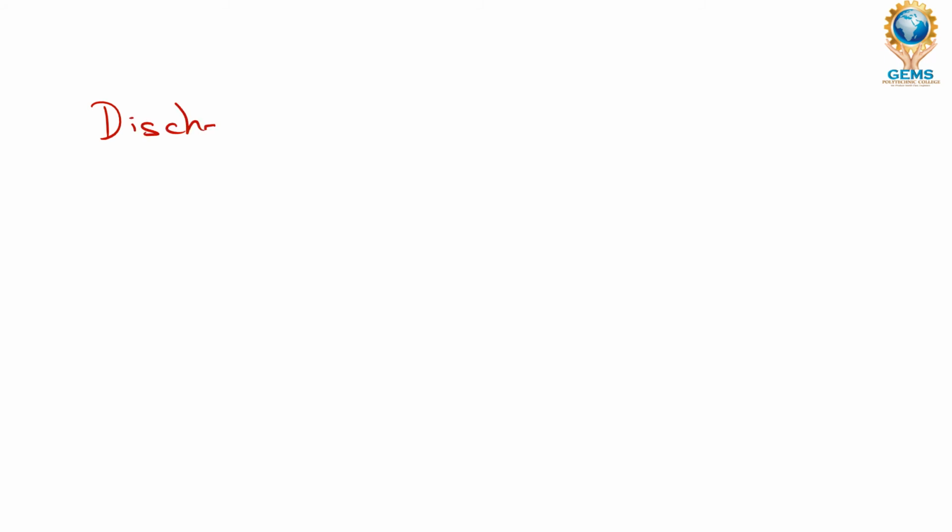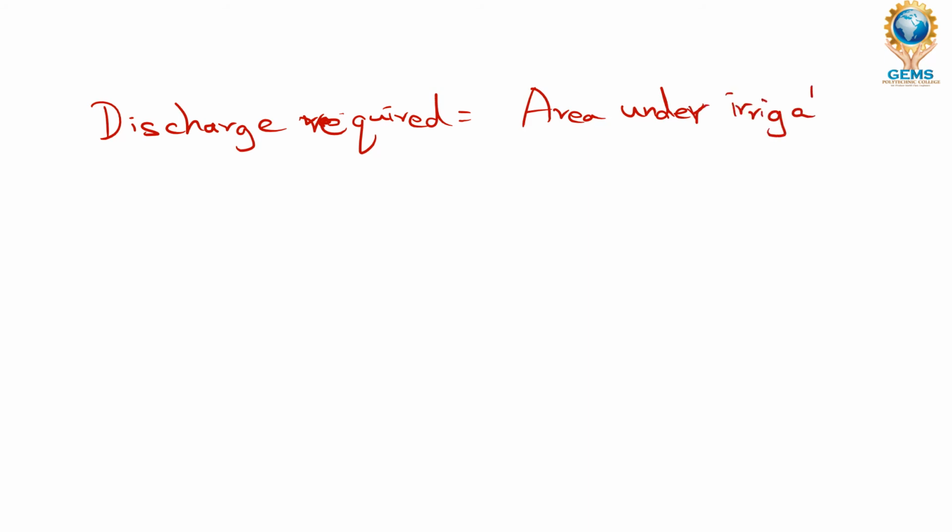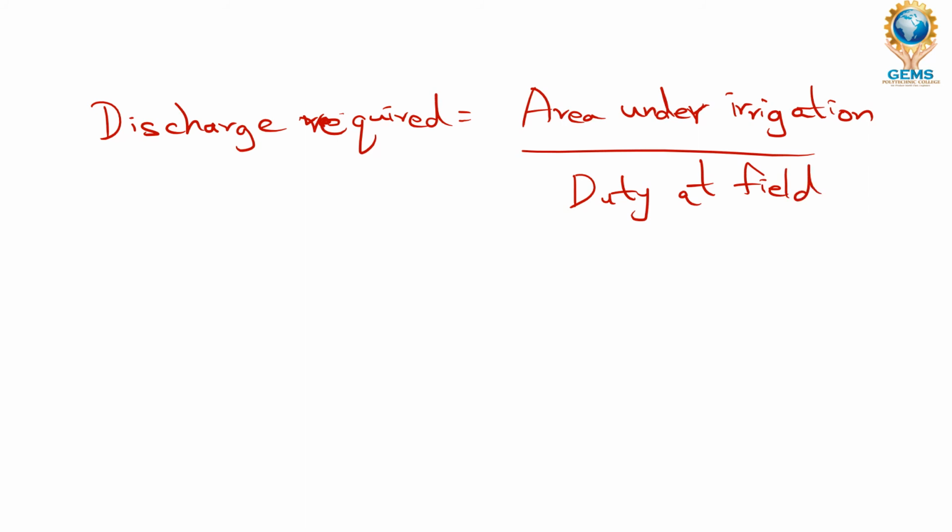Discharge required is equal to area under irrigation divided by duty at field. So it's A by D in cumec.